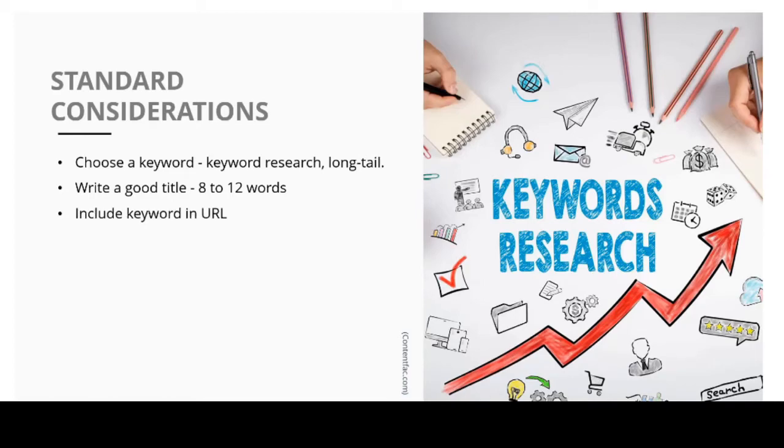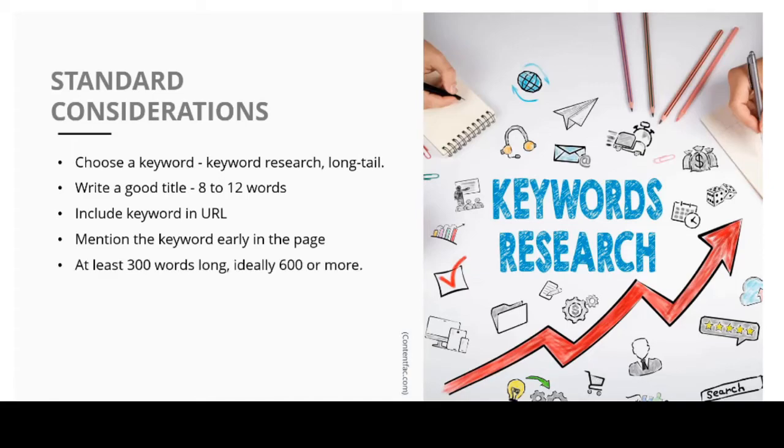Include the most relevant keyword in your URL. We also spoke about this in lesson 5 of the previous module. You also need to mention the keyword early in the page, in the first 100 words or in the subheading. This helps the crawlers, the search engine bots, to understand your content more efficiently. As I mentioned, content should be at least 300 words long, but ideally 600 or more. Search engines tend to favor in-depth content of at least 2,000 words.